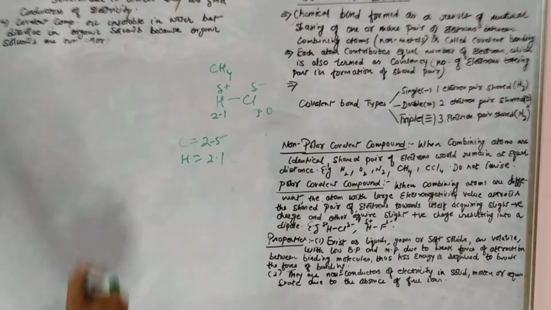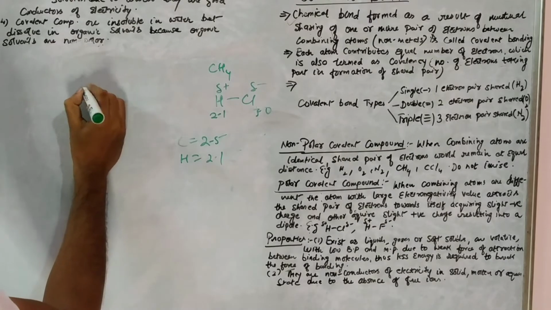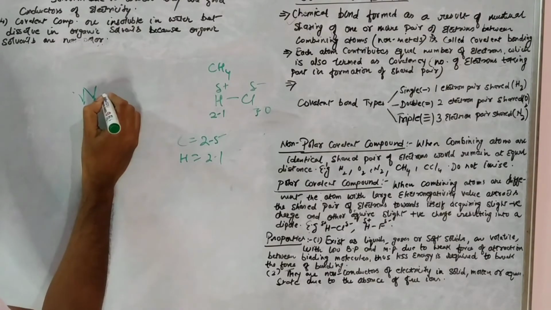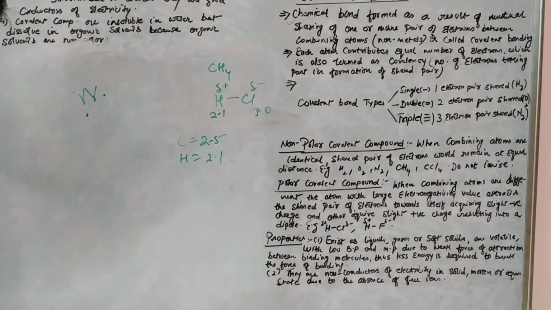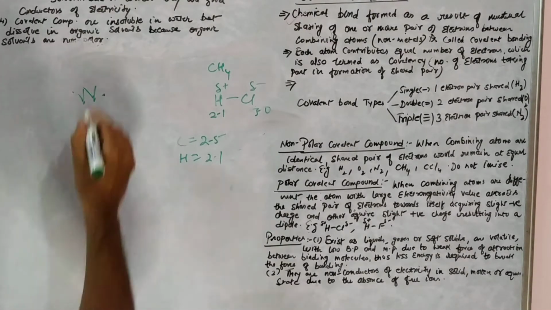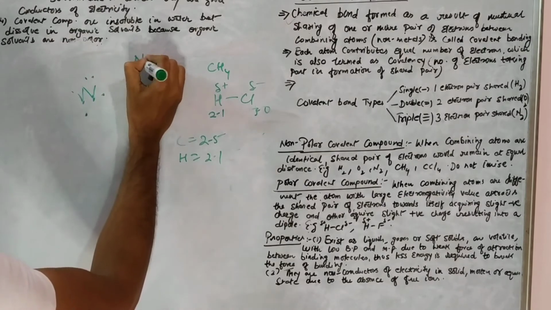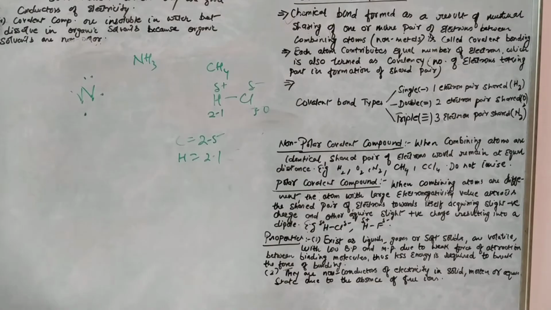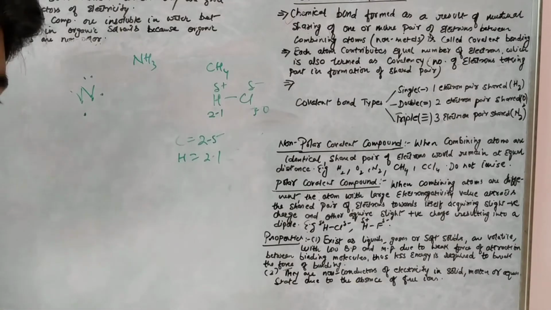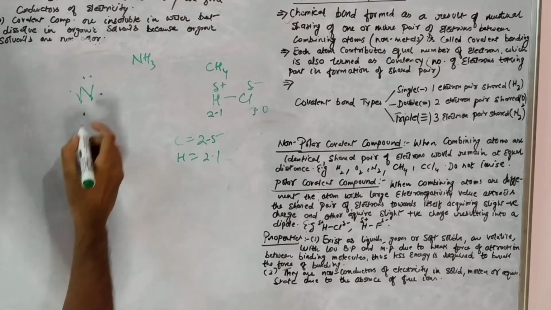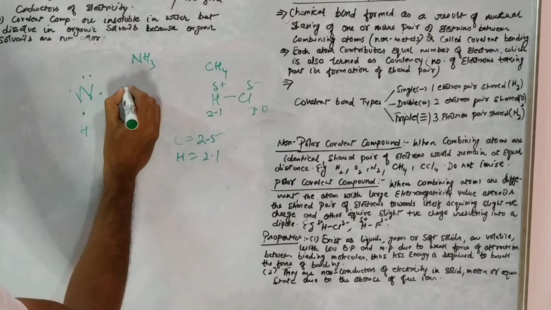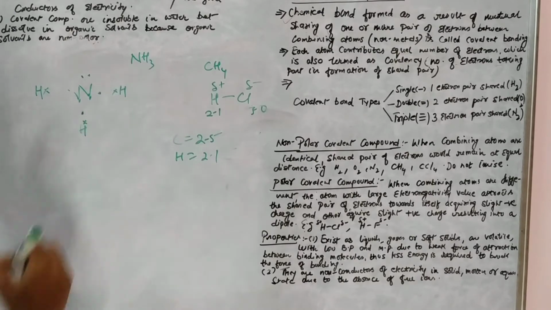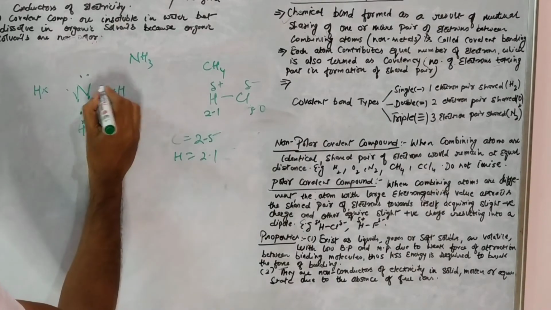Let's take the example of ammonia. We know that nitrogen has 5 electrons in its outermost shell. The formula of ammonia is NH3. Let's see the formation of ammonia. Nitrogen has 5 electrons and needs 8 electrons in its outermost shell, and we have 3 hydrogen atoms in ammonia, right? So each hydrogen will try to acquire 2 electrons.